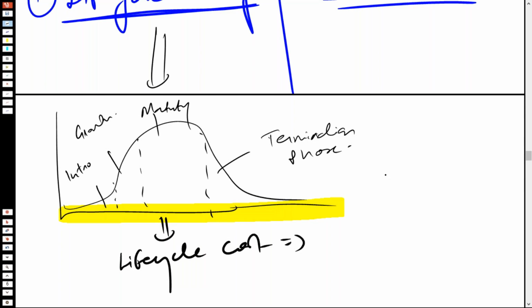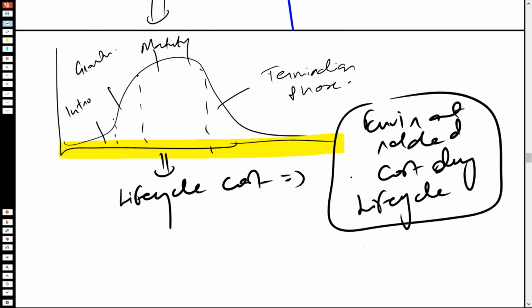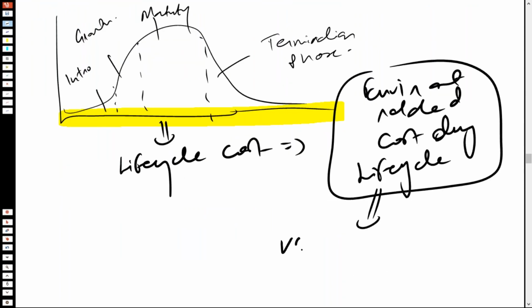What we do is that we try to capture all environment related costs during the life cycle, and then we compare with different products.